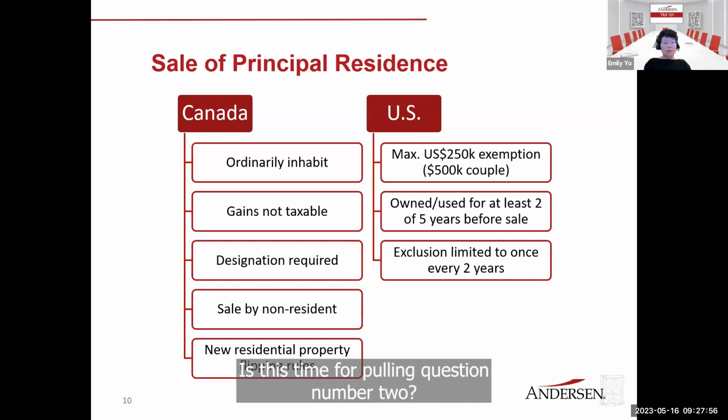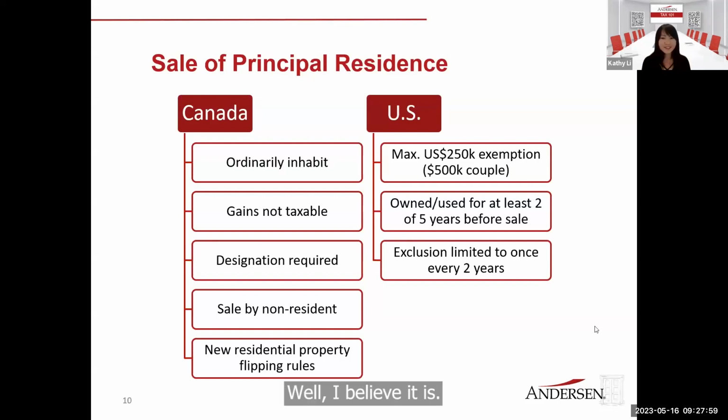Is this time for our polling question number 2? I believe it is. Okay.